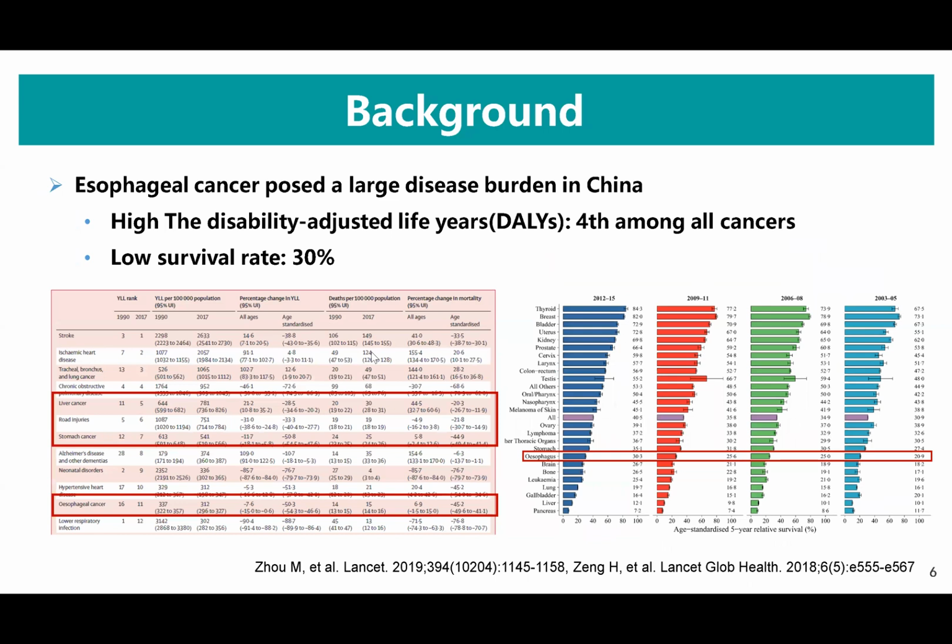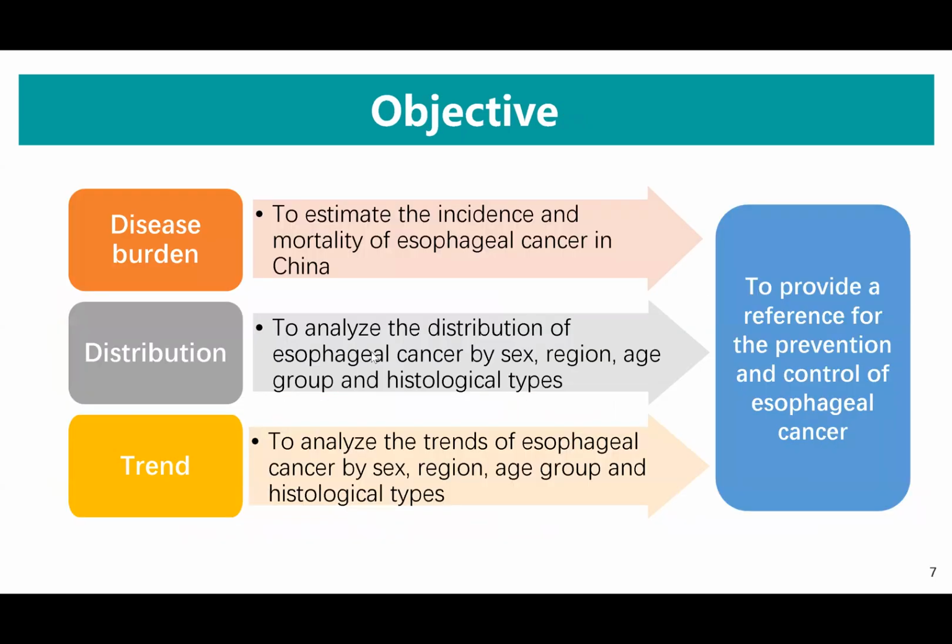In China, esophageal cancer has posed a large disease burden. The disease burden caused by esophageal cancer ranks 4th among all cancers, and the survival rate is low, only 30%. So the aim of this study is to provide an update on the incidence and mortality rates of esophageal cancer and their trends in China based on data from the National Cancer Registry, and to provide a reference for the prevention and control of esophageal cancer.